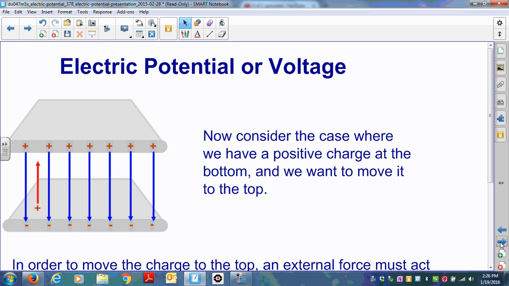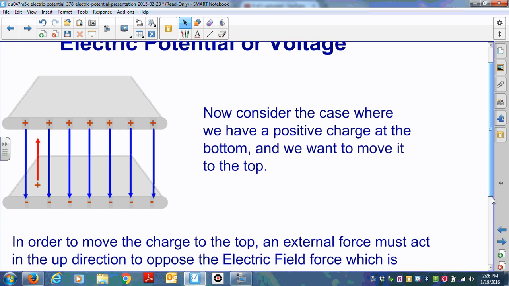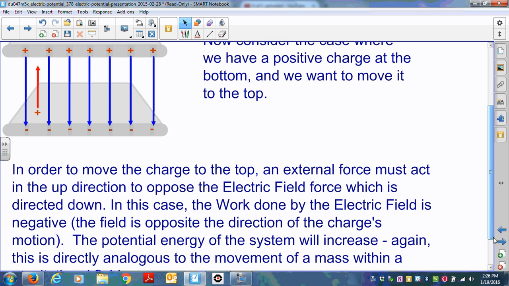Now consider the case where we have a positive charge at the bottom and we want to move it to the top. In order to move the charge to the top, an external force must act in the up direction to oppose the electric field force, which is directed downward. In this case, the work done by the electric field is negative. The field is opposite the direction of the charge's motion. The potential energy of the system will increase.